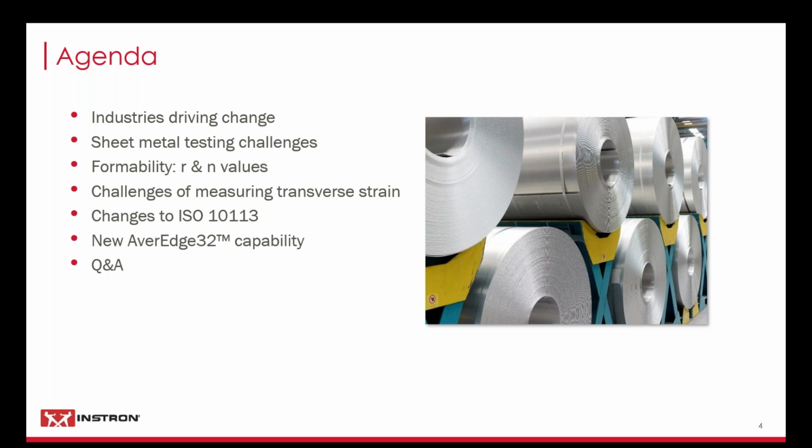The agenda will cover some of the industries where we see driving change in sheet metals, of course, challenges with sheet metal testing. We'll focus on the formability, so R and N values, challenges in measuring transverse strain specifically. Of course, some recent changes to the ISO 10113 standard for R-value. We're going to talk about the new average 32 capability, and then of course some Q&A time.